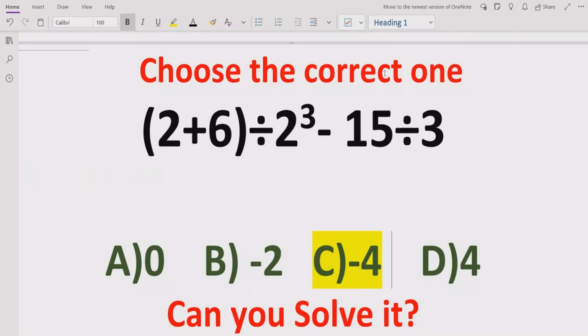So I hope you understand like how you can solve the given expression using PEMDAS and BODMAS method and find out the correct answer. So that's it for today.